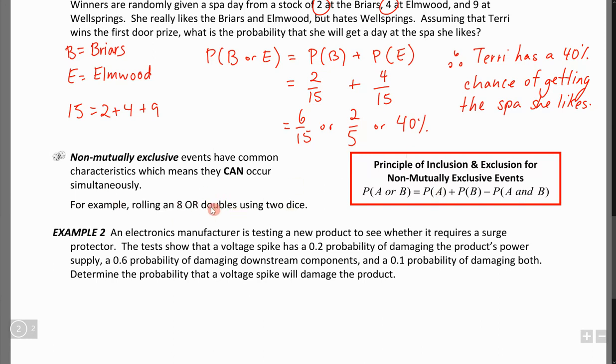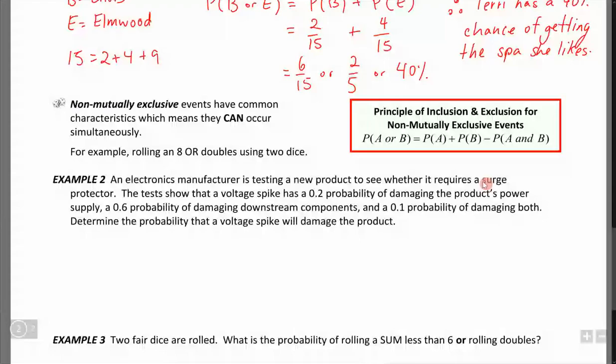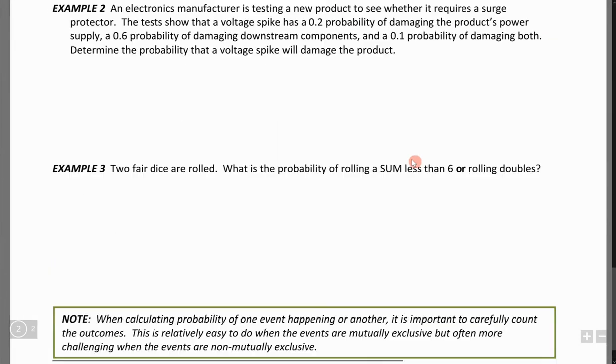So when you have events that have common outcomes that can occur simultaneously, then that is a non-mutually exclusive event. And for that, we have to use a formula that's slightly different. So having a probability of A or B, this is the probability of A plus the probability of B minus those common elements, the probability of having A and B happening at the same time. So let's just go through a couple of examples here.